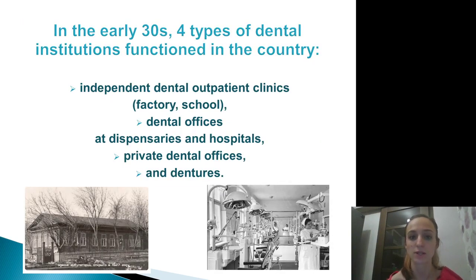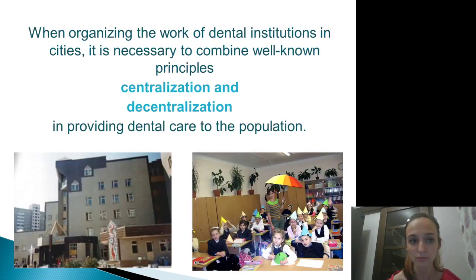In the early 30s, four types of dental institutions functioned in the country. Independent dental outpatient clinics, factory schools. Next one is dental offices at dispensaries and hospitals. And of course, private dental offices and dentures.